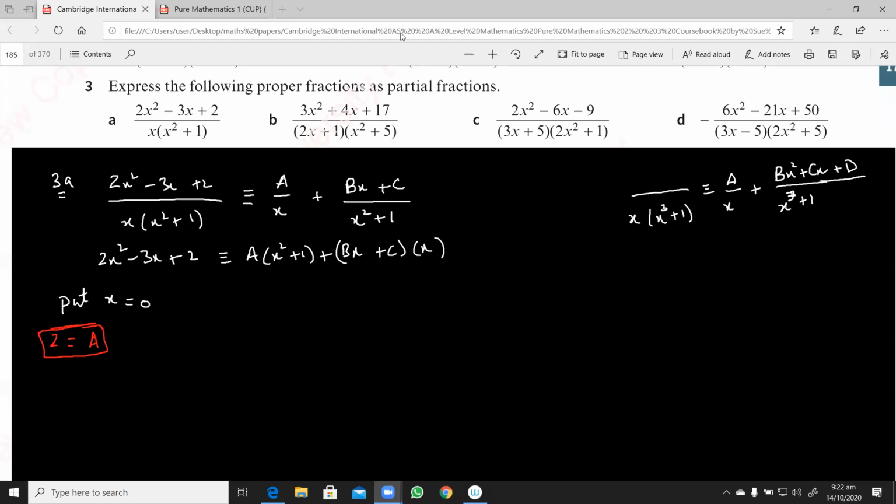Now, how would you find the values of b and c? Hmm? Put x equals to -1.